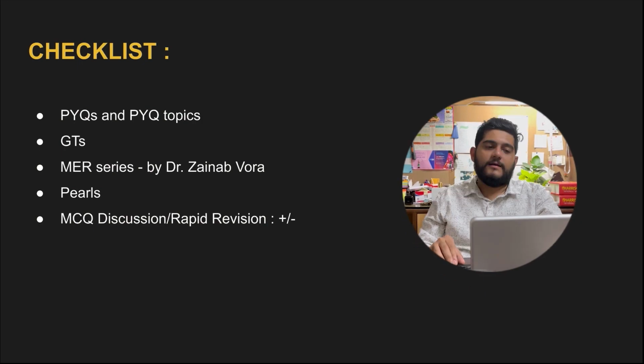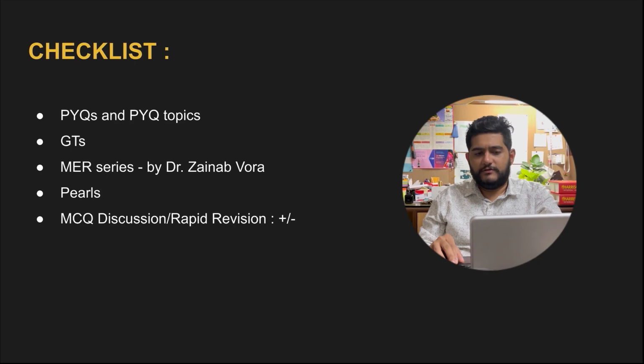Then Pearls, which is free in the Marrow app, which you should download and get access to. And lastly, MCQ discussion and rapid revision videos, which is plus minus if the time allows.